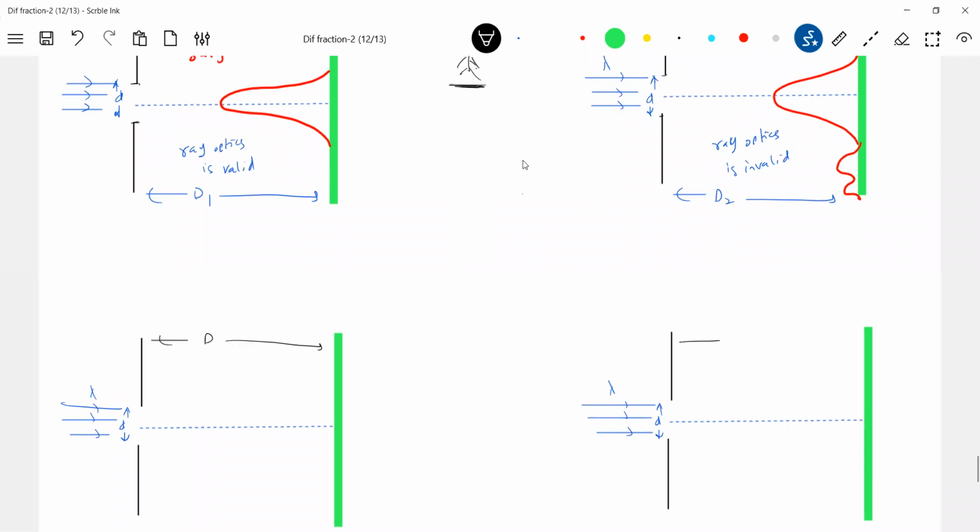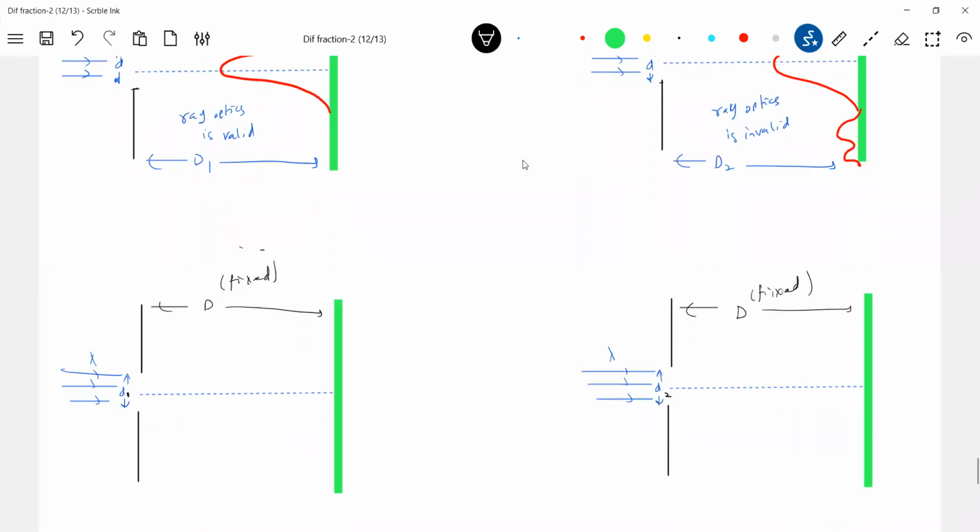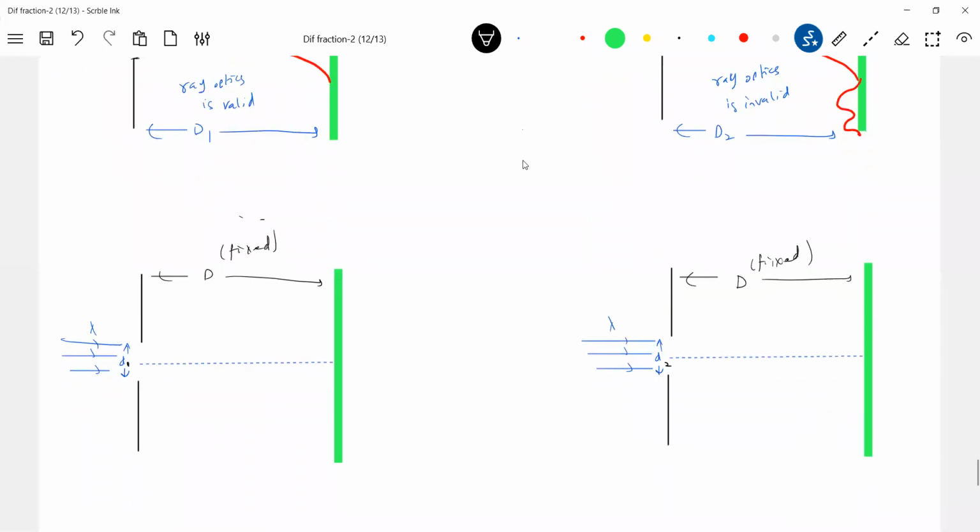D1, so this is what I'll call D1. No, this is D2. If D1 is greater than lambda D, what is lambda? The wavelength of incident light. What is capital D? The distance between slit and screen. Then what do we get? We get only central maxima.